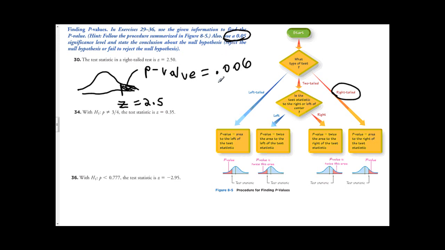So we're going to use this significance level, 0.05, to either reject or fail to reject the null hypothesis. Well, since our p-value is so small compared to our significance level, we're going to reject. Anytime the p-value is less than the significance level alpha, we reject the null hypothesis, all right? So in the case of number 30, the p-value is 0.006, and that leads us to rejecting the null hypothesis because it's less than 0.05, the significance level.